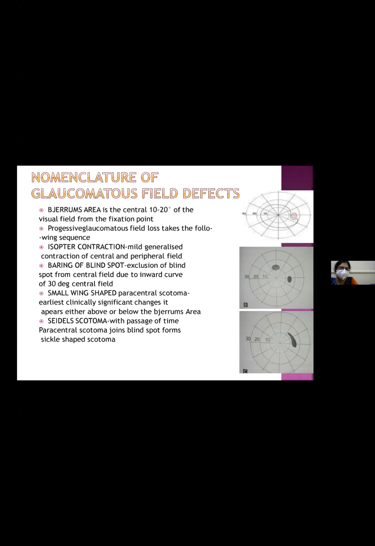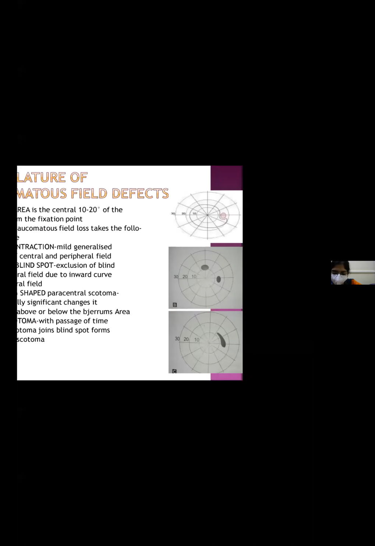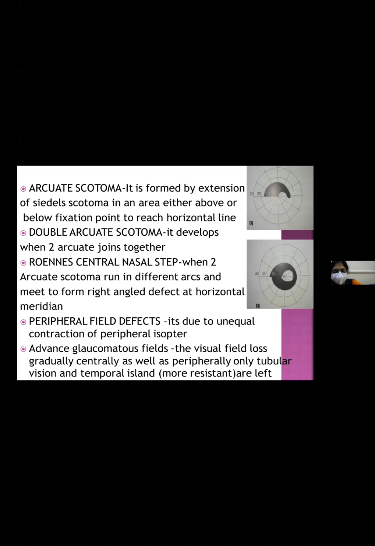Next, sedal scotoma. With passage of time, paracentral scotoma joins blind spot to form sickle-shaped scotoma known as scleral scotoma. Next, arcuate scotoma. It is formed by extension of sedal scotoma in an area either above or below the fixation point to reach the horizontal line. Double arcuate scotoma develops when two arcuate scotomas join together.